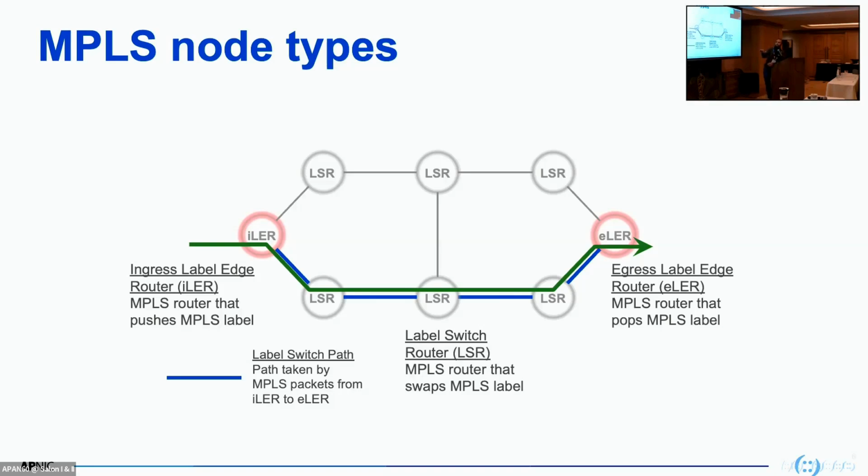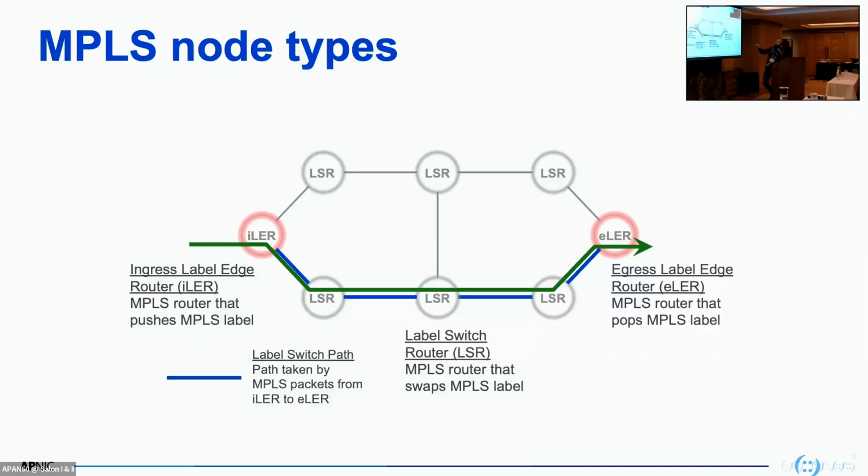So let's say an IP packet enters my MPLS domain from here. That's why it's my incoming or ingress label edge router. That IP packet now becomes an MPLS packet because this router will add, or push, a label on the header. After that, it's just swap, meaning the intermediary routers will basically just change the label.